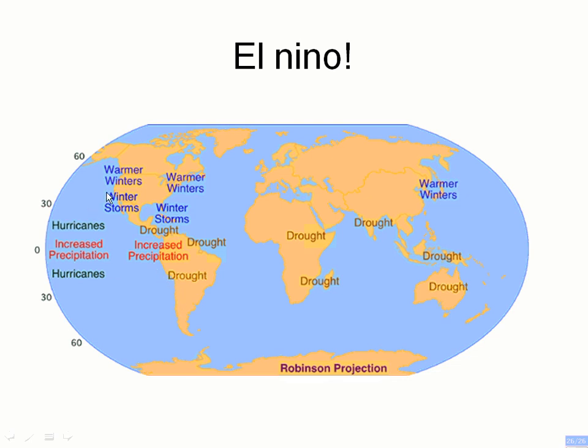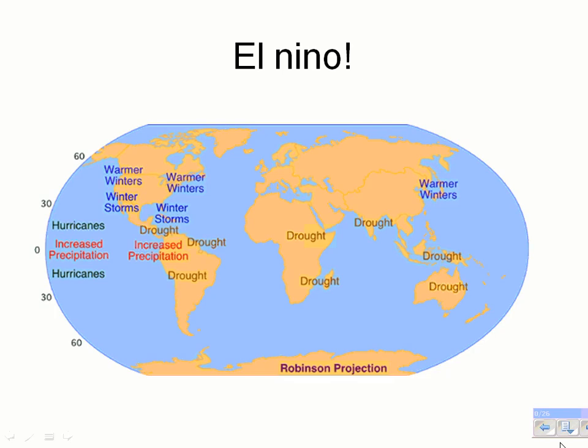This is what we see throughout the world. So we see these different weather events taking place. Some areas we see warmer winters, cooler winters, more precipitation. But for us in Florida, we see more winter storms.